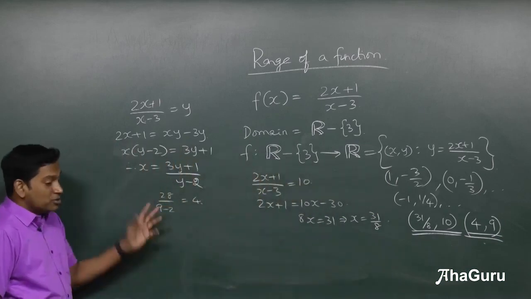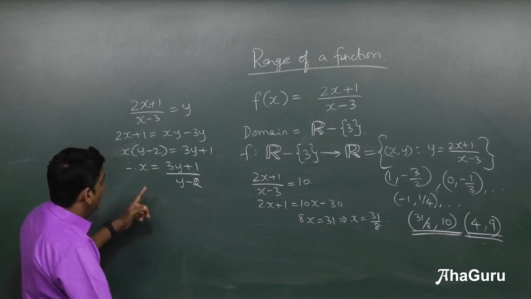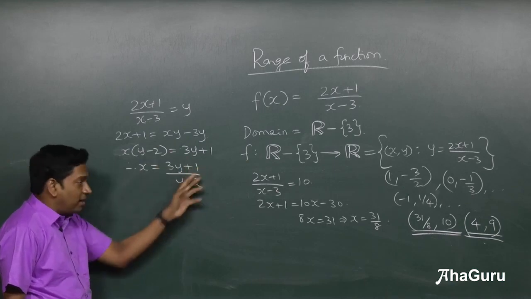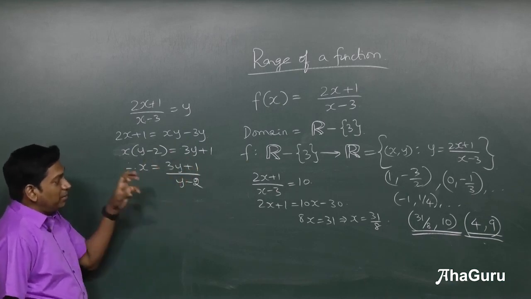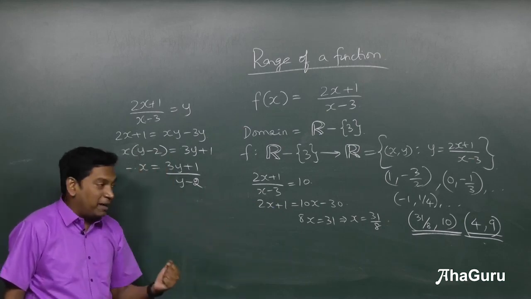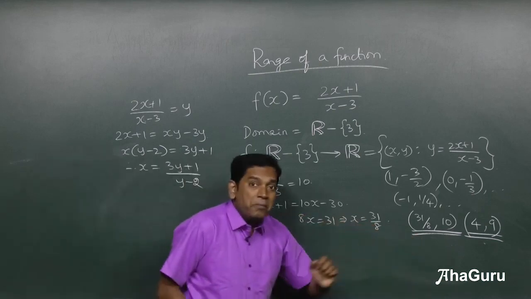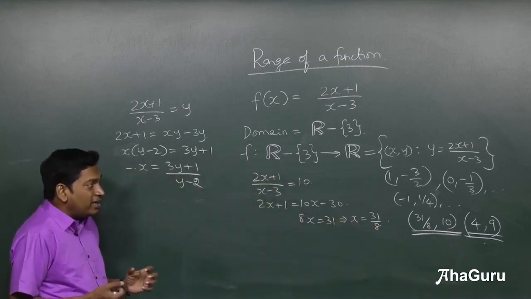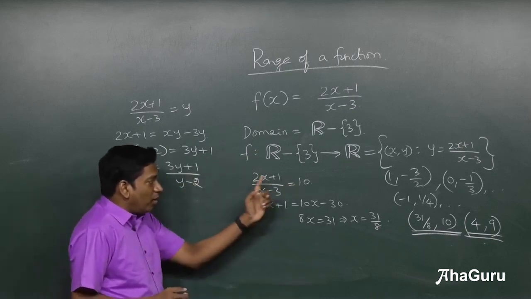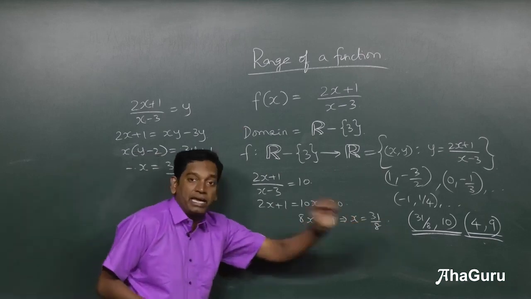Is that clear? So the idea of getting this function, solving as y equals this and getting x as a function of y is such that if somebody says is 10 part of the range, is 9 part of the range, is 8 part of the range, we can quickly substitute this and get the pairs. But they are not asking us to find the exact pair. Nobody asked, tell me what is the x that will give me 10. For that you have to solve and get it as 31 by 8.